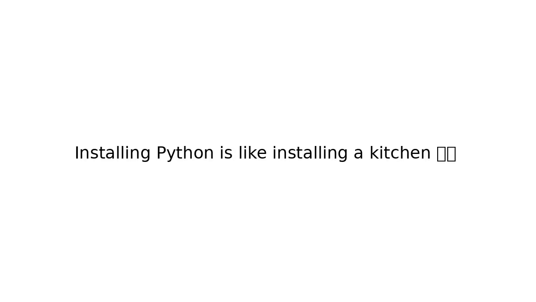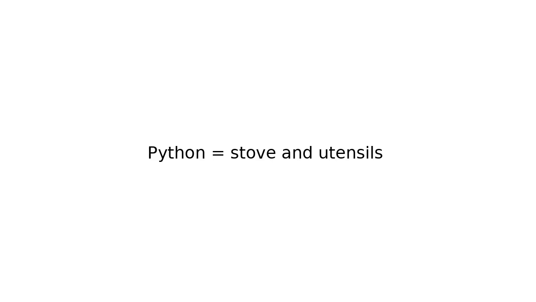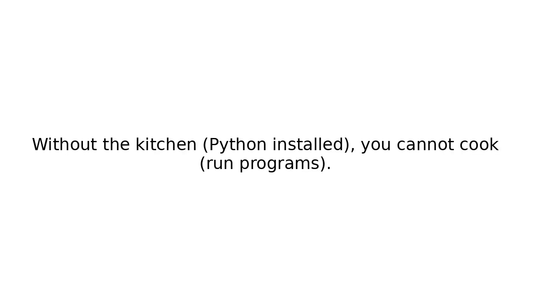Real-life analogy. Installing Python is like installing a kitchen. Python equals stove and utensils. Code editor equals cooking counter. Pip libraries equals ingredients. Without the kitchen, without Python installed, you cannot cook, you cannot run programs.